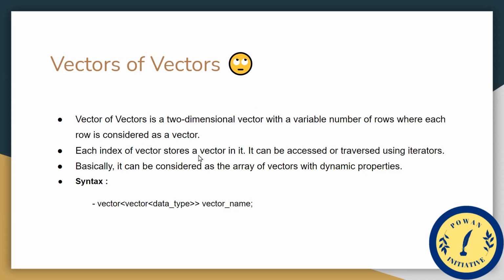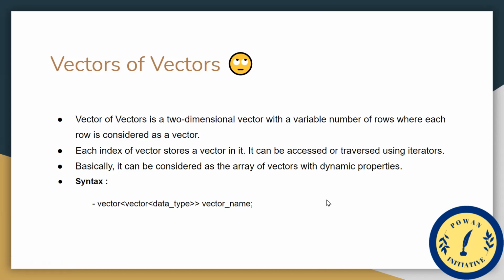Each index of the vector stores a vector in it. It can be accessed or traversed using iterators. Iterators allow us to access the data elements; an iterator is an object that functions as a pointer. So that's why it can be accessed or traversed using iterators. It can also be considered as an array of vectors with dynamic properties, since a vector is considered a dynamic array.